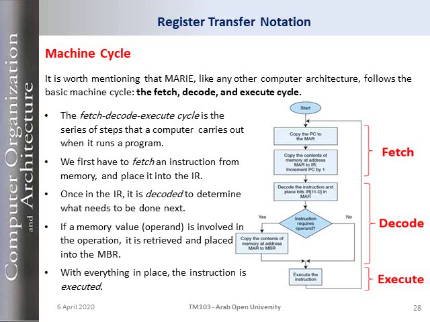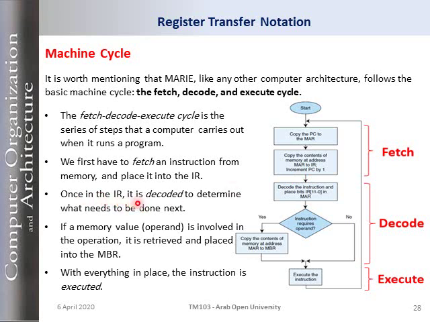Okay, machine cycle. It is worth mentioning that Maria, like any other computer architecture, follows the basic machine cycle: the fetch, decode, and execute cycle. We have talked about this in the first part. The fetch, decode, execute cycle is the series of steps that a computer carries out when it runs a program. We first have to fetch the instruction from the memory and place it into the instruction register. So this is the fetch part.